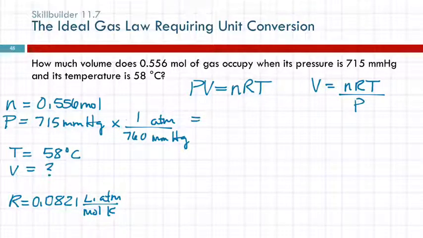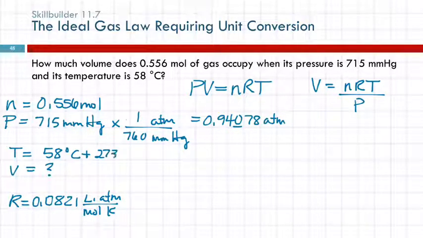Do not round everything off yet. We're not done. So 715 has 3 sig figs. So there's my 3 significant figures in my pressure. Write down the next 2 digits and carry those along with you. Atmospheres. Temperature, I have to convert that to Kelvin.